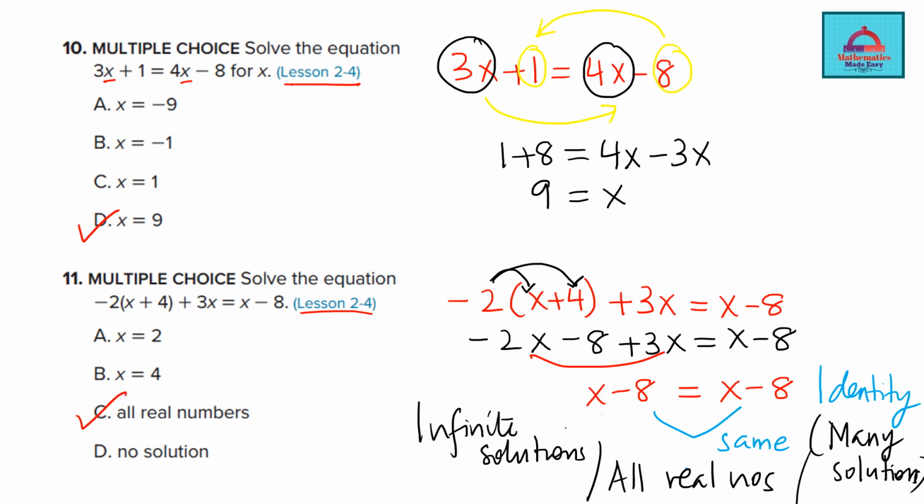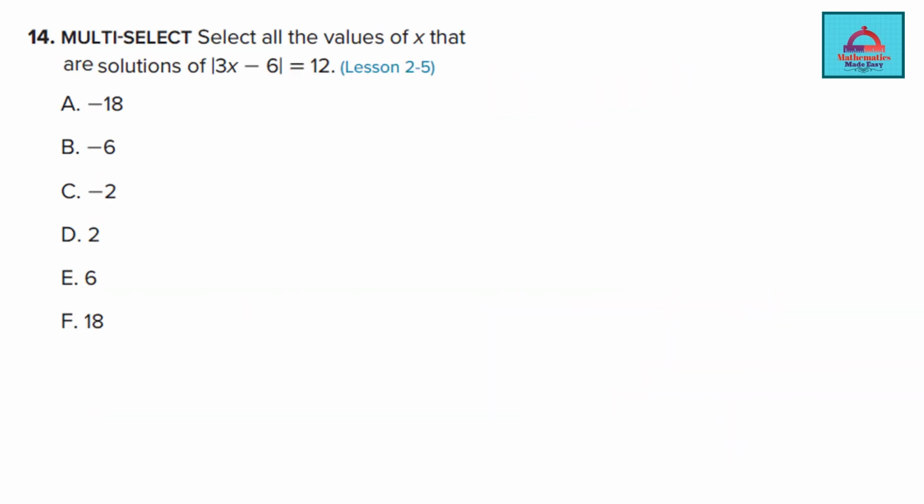C. So that's your correct answer. Okay, let's solve for lesson 2.5 another question. This is an absolute value equation because you can see the brackets of absolute value here. So we are going to solve this in two steps. We are going to take case 1 and we are going to take case 2.